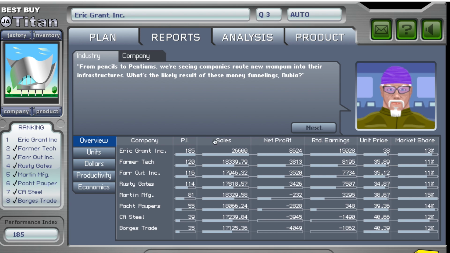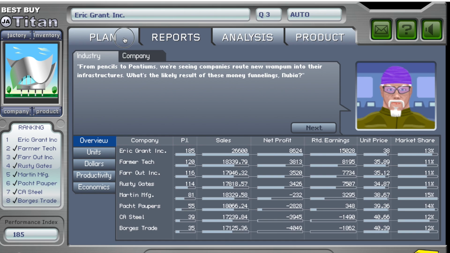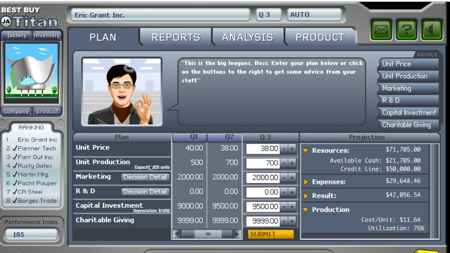So yeah, this is how you begin low price strategy, and basically you just carry that over throughout the whole game. You can expect to drop your unit price a little bit lower each quarter. Always increase your unit production right here to match your new capacity. When you invest in capital investment, you'll be able to increase that capacity to sell in higher volume. And so that's basically the most important thing about the whole thing. And yeah, good luck.